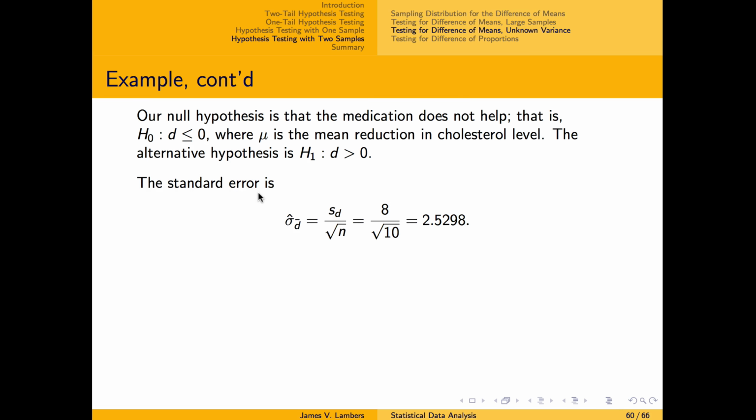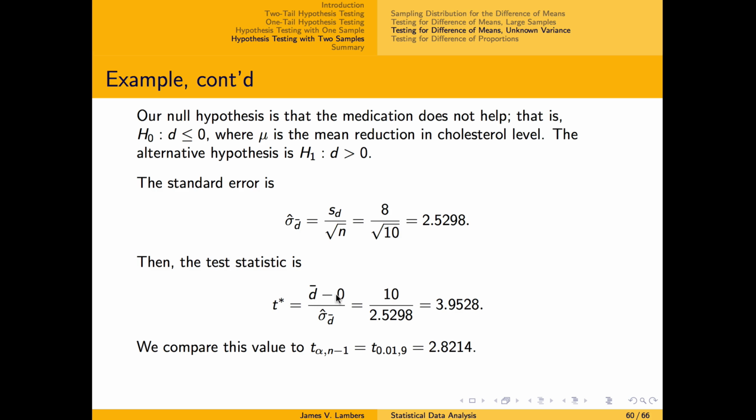We then compute the standard error. Note the similarity between this formula for the standard error and a standard error of a mean for the one sample case. This is because we are treating a difference of the two paired samples as a single sample. Then we have our test statistic that is computed in the usual way: sample value minus hypothesis value divided by the standard error. We then compare this to t alpha, n minus 1.